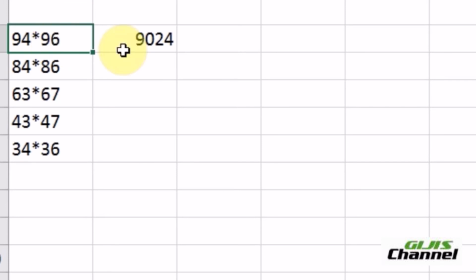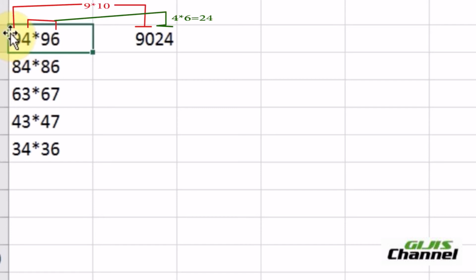So if you want to multiply any numbers like this, it's very easy. First, take the first number, 9. The next number after 9 is 10. So multiply that number. So 9 times 10 equals 90. And then multiply these two numbers, the 4 and 6, which equals 24. So the answer is 9024.